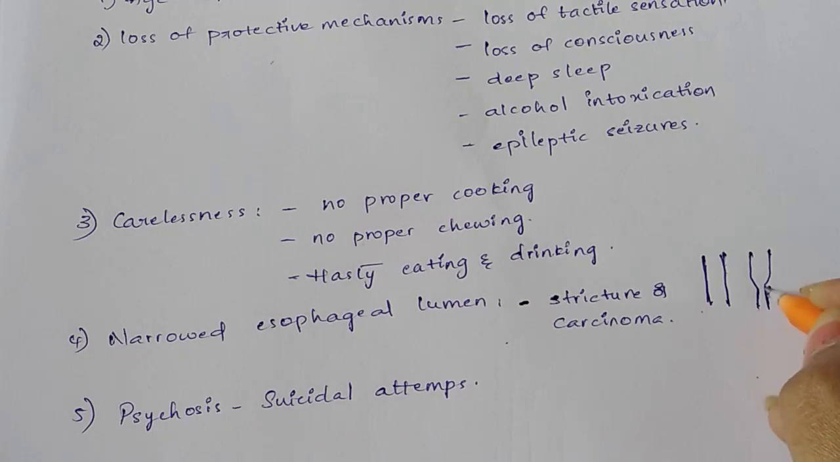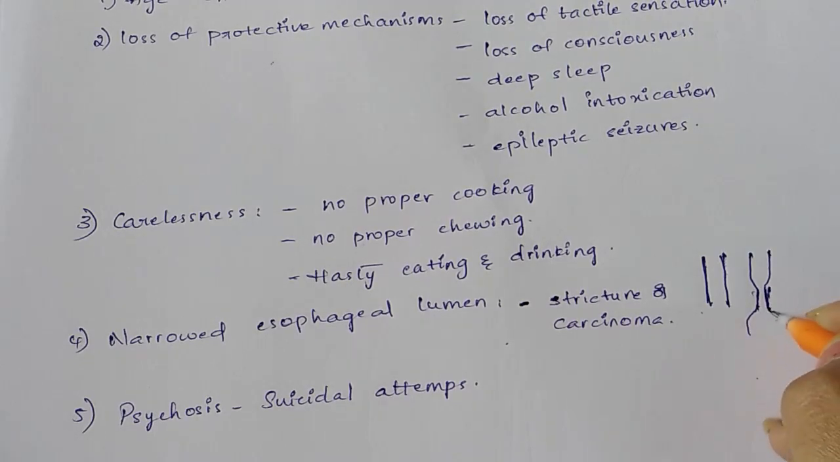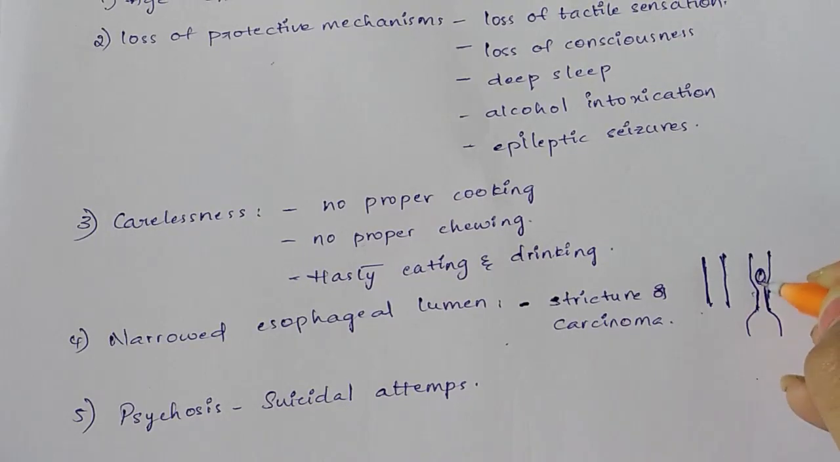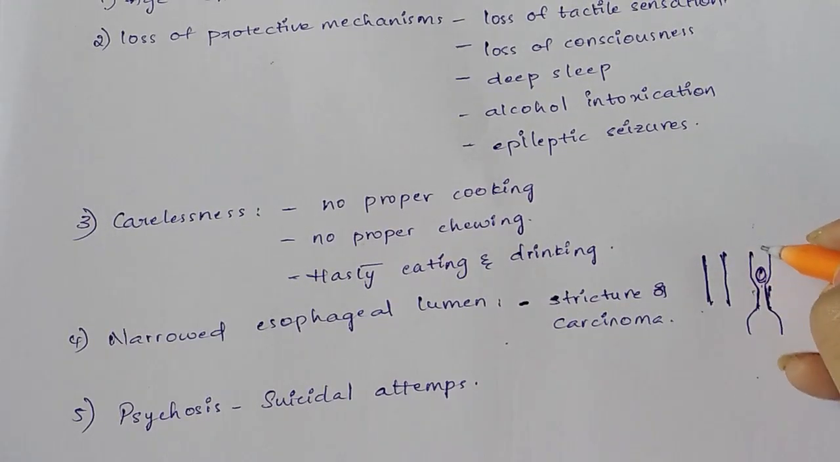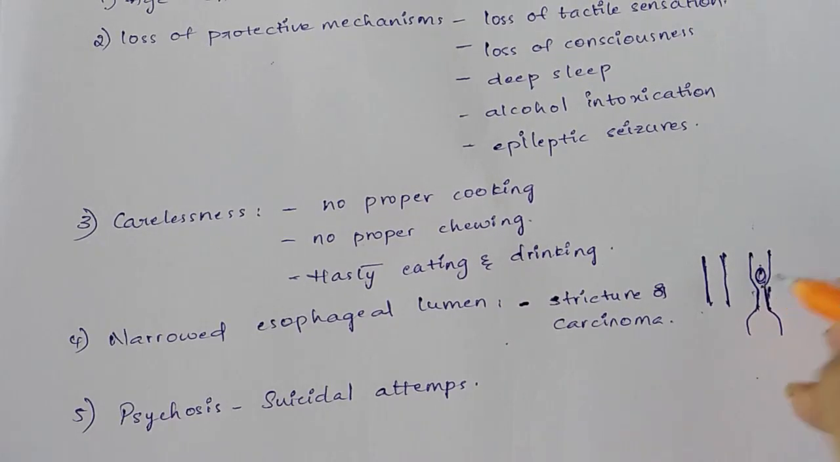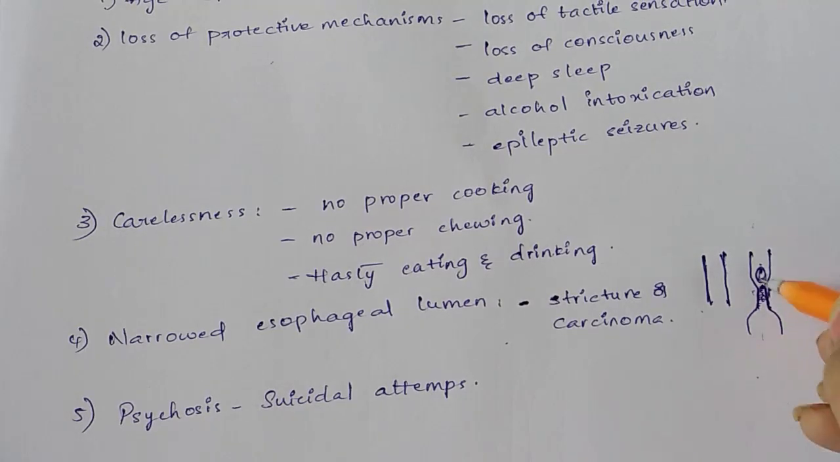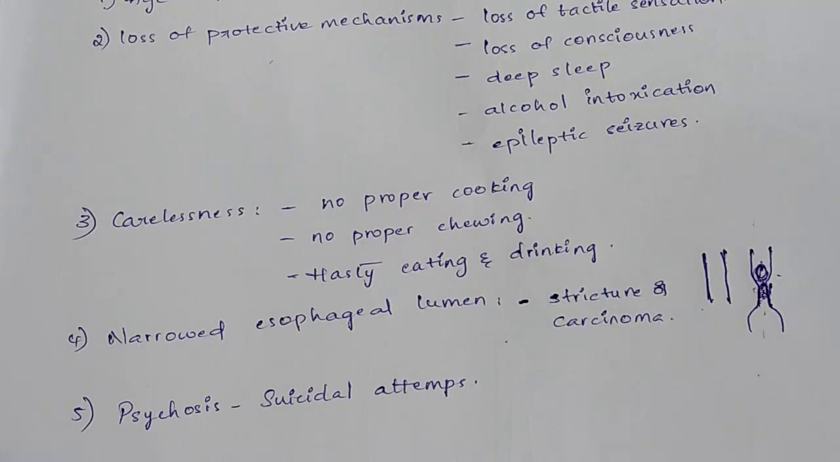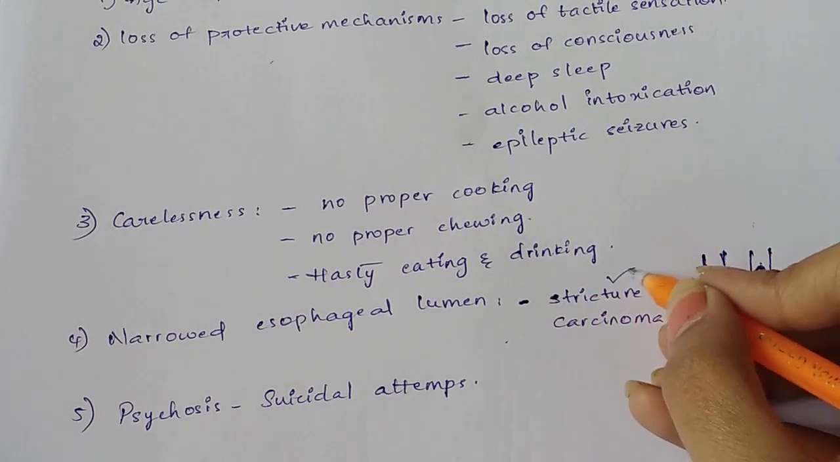This is the point of stricture, and after that there will be normal. Before this, suppose we swallowed a foreign body and it ended up here, where there is a stricture, so it cannot pass through this and gets stuck here. This is the foreign body lodgement seen in stricture.